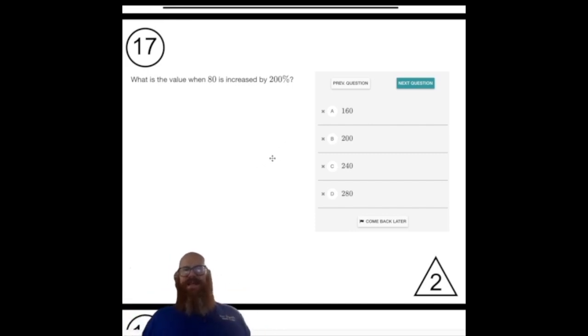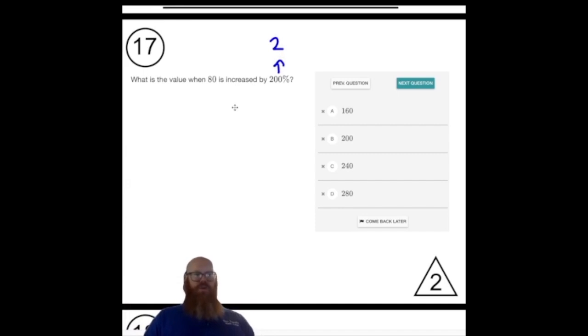And if it's a percent decrease, I change the percentage to decimal form and I subtract it from 1. For instance, if something is a 20% decrease, I think of that as 0.8. And then if I have a percent increase, I add it to 1. So this in decimal form is 2.